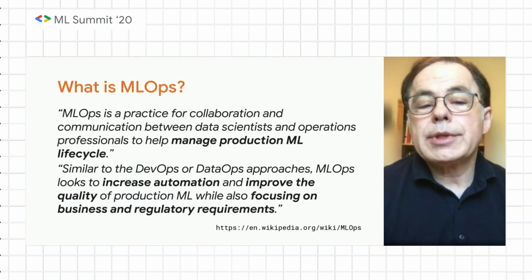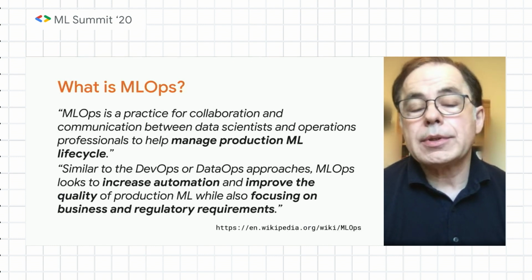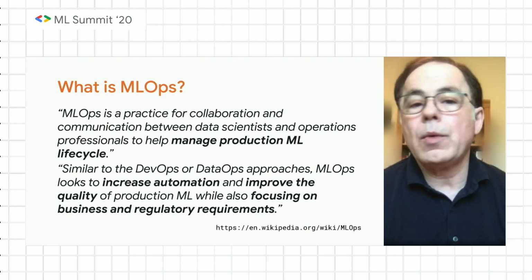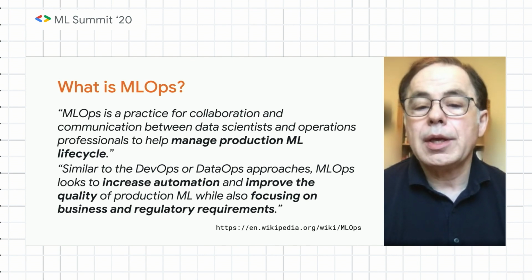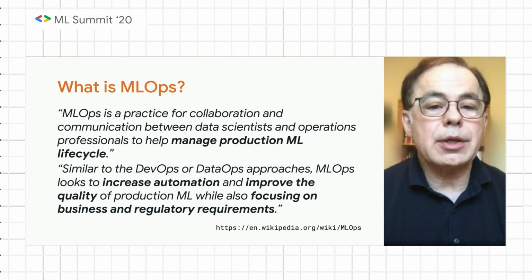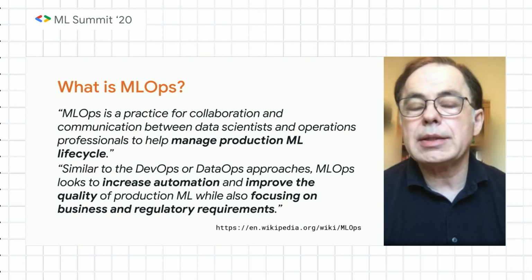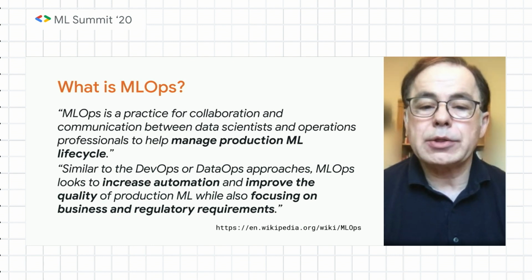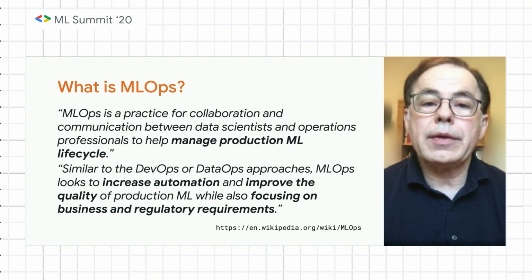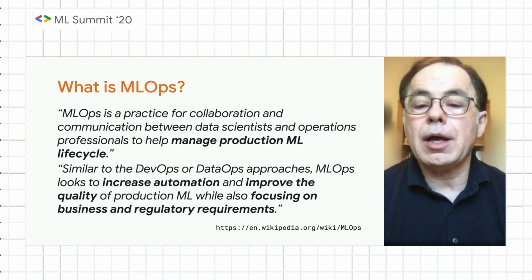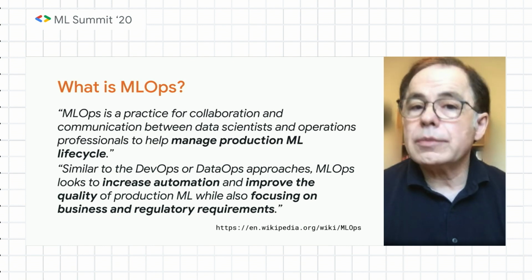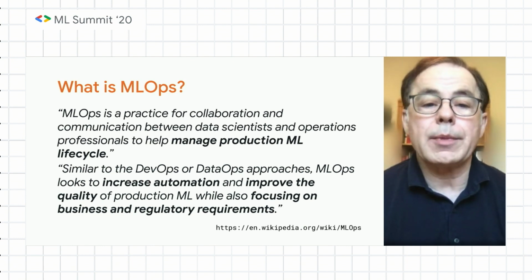One of the key terms that's coming out these days is ML-Ops. So these are a couple of different definitions. People have different ideas about what ML-Ops is. Some people are more focused on this collaboration and communication between data scientists and operations professionals, and that's certainly very important. Other people tend to focus on the automation aspects of ML-Ops, and that's also very important, especially to quality and in some cases to regulatory requirements as well.